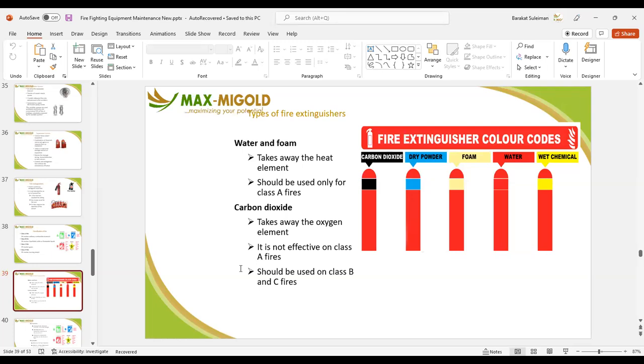Because we have the three sides of the triangle, we also have three methods of extinguishing fire, or three theories behind fire extinguishing itself. So you have what we call the cooling method, which is what water does. It brings down the temperature of the fire. It cools the temperature. All right.